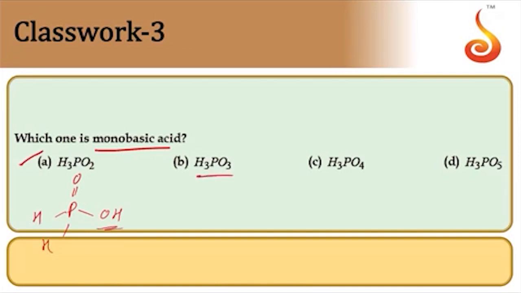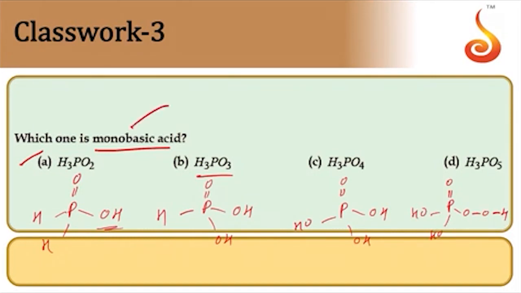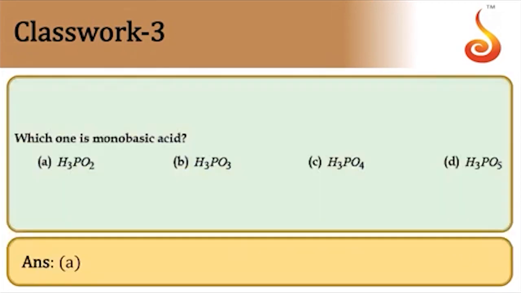If you take phosphorus acid, there are two OH groups present in this, so it is dibasic in nature. Phosphoric acid will have altogether three OH groups present, so it is a tribasic acid. And peroxyphosphoric acid has a double bond O here and a peroxy bond present here, but the remaining two will be again OH groups only, so once again tribasic. So monobasic means only one OH group must be present. So the answer is option A.